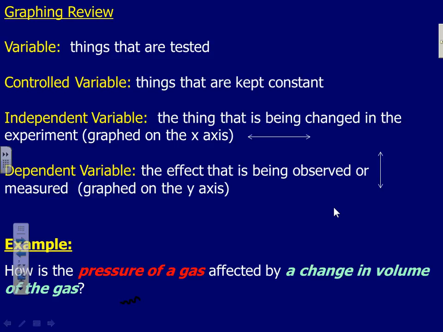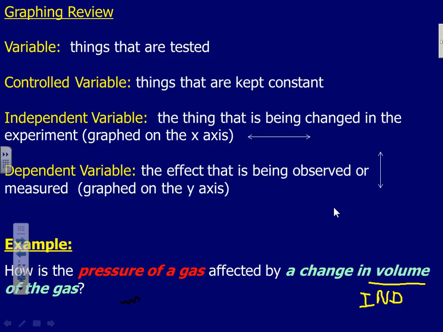This gentleman here, I'm going to get his name, had a thought. Riley? What do you think, Riley? Which one are we going to be changing? We're going to be adjusting the volume. The volume is what we're going to be manipulating. That makes the volume, all right, the independent variable. I'm just going to put here underneath it, independent. The volume is the independent.